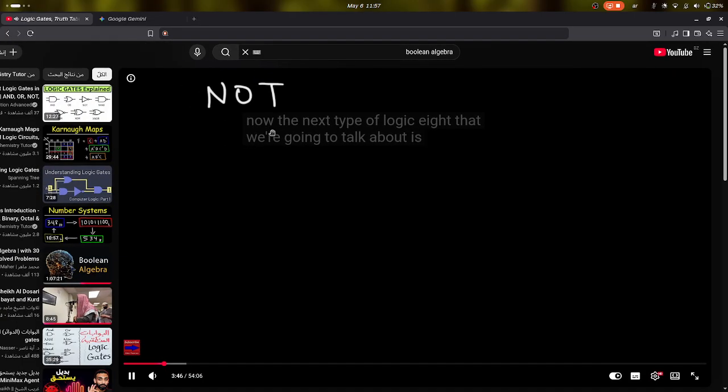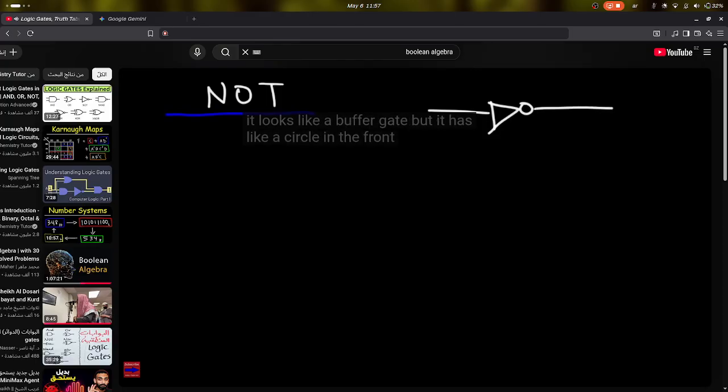Now the next type of logic gate that we're going to talk about is the NOT gate. So here is the electrical symbol for it. It looks like a buffer gate, but it has a circle in the front. Now let's call the input A. The output will be the complement of A. You can also write it as A bar.